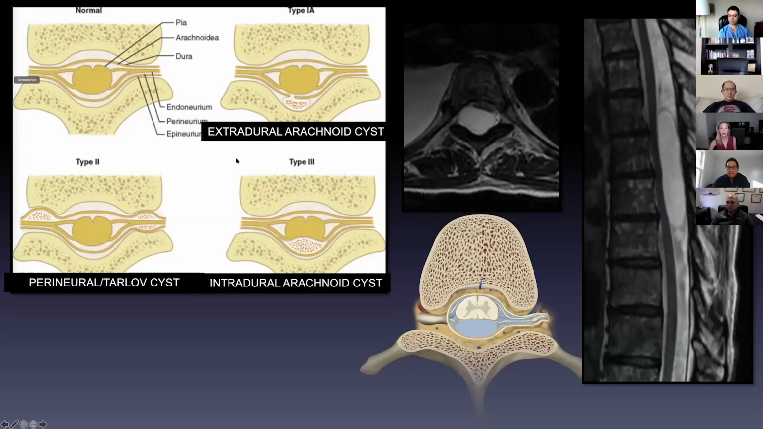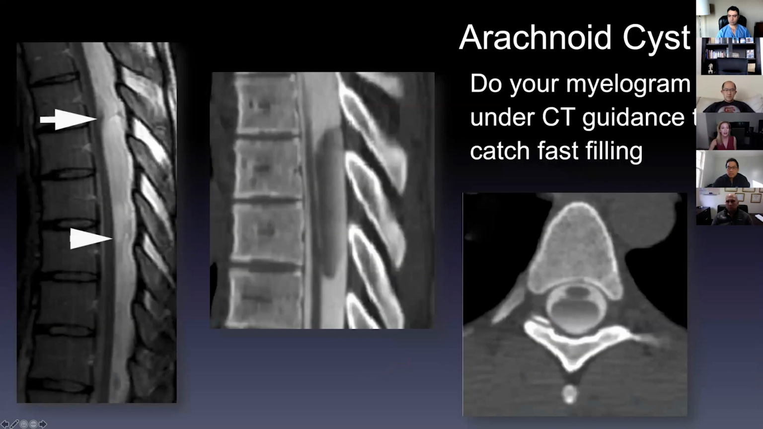All right, let me show you this very quickly. This is how I learned about spinal cysts. There are three types: extradural, perineural or Tarlov, and intradural arachnoid cysts. This is an intradural arachnoid cyst. You know it's not an extradural process because that would look more like a meningioma coming in with an angle like this, rather than an acute angle like this that we know is within the dura.